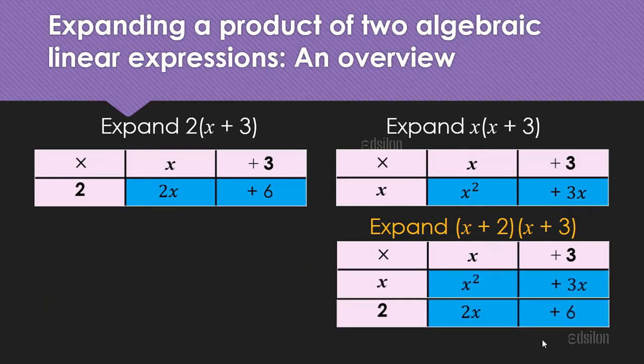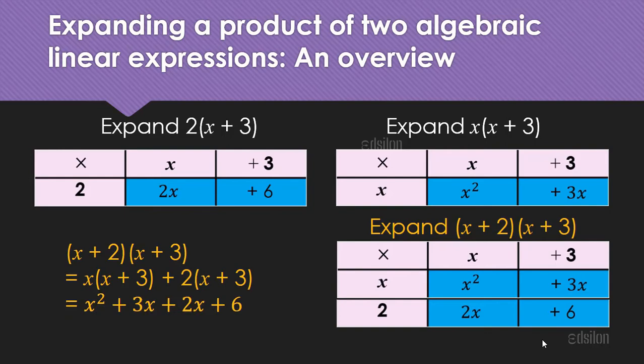The expansion involves putting together the two earlier expansions. This means that the product of x plus 2 and x plus 3 is adding up the product of x and x plus 3 and the product of 2 and x plus 3 to give x squared plus 3x plus 2x plus 6, which are the four terms in the blue boxes. Simplifying them, you get x squared plus 5x plus 6.